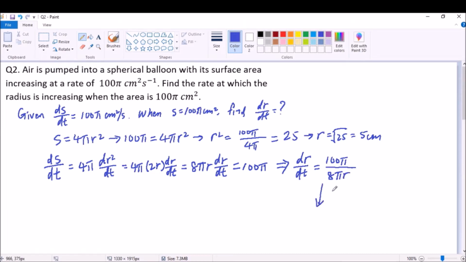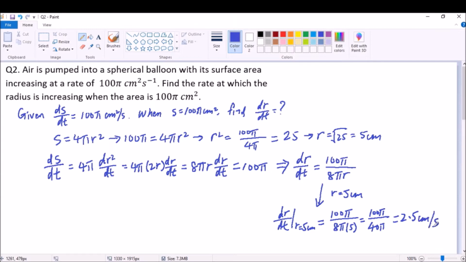And now when r equals 5 cm, we have dr over dt when r equals 5 cm being 100 pi over 8 pi r when r equals 5 cm. So this is 100 pi divided by 40 pi, which is 2.5. dr by dt is 2.5 cm per second.